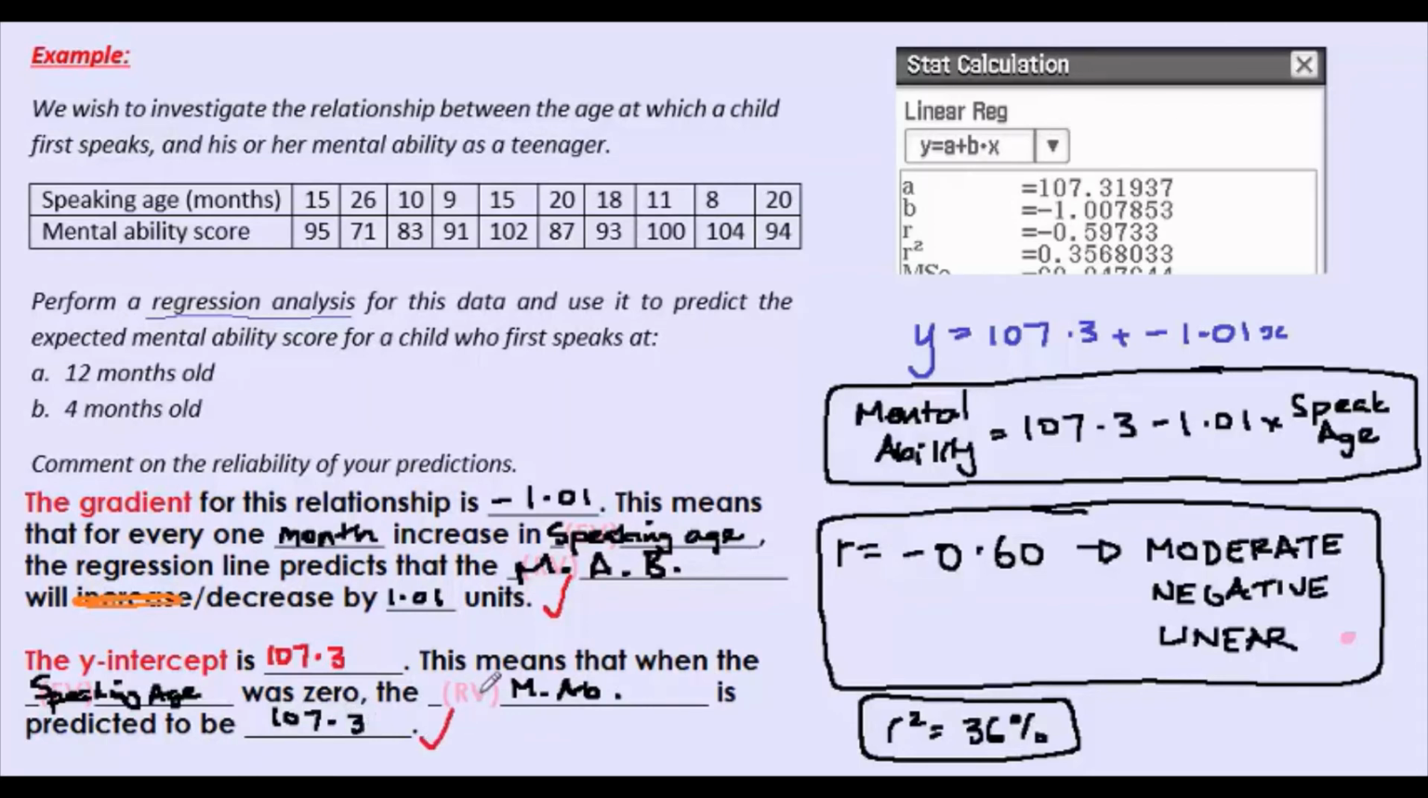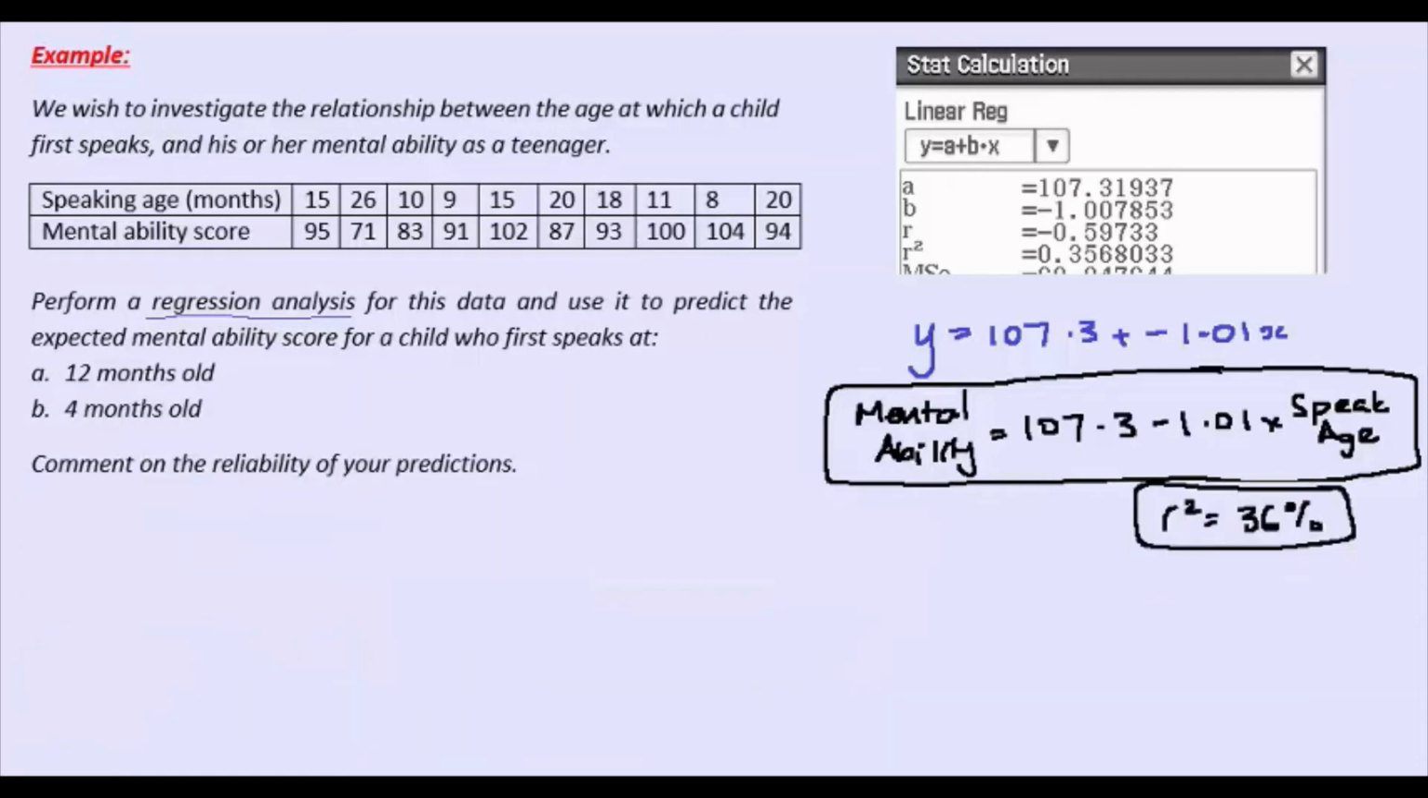Now these two phrases are always the same sort of words. So if you use these phrases, you're in great shape when it comes to making the examiner happy. So now we're going to make our predictions. And our two predictions are for a 12-month-old speaker or for a 4-month-old speaker.